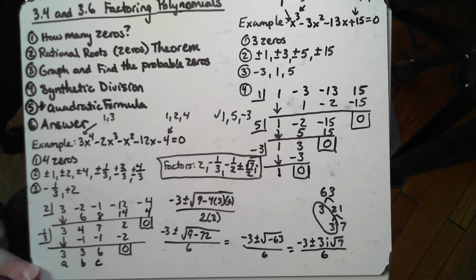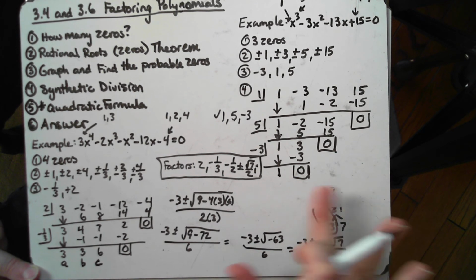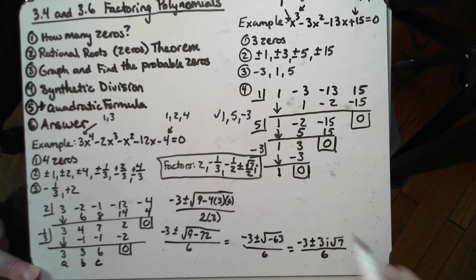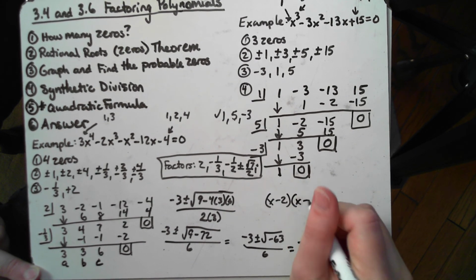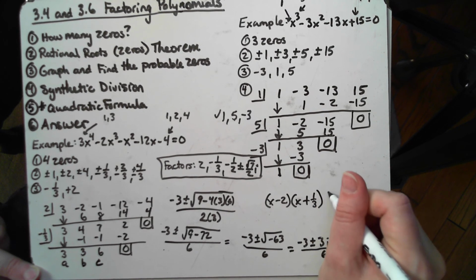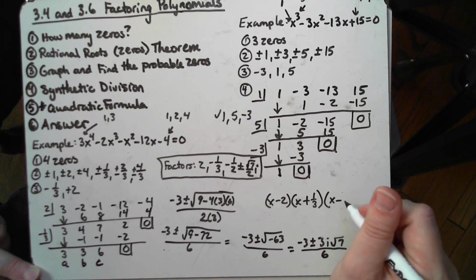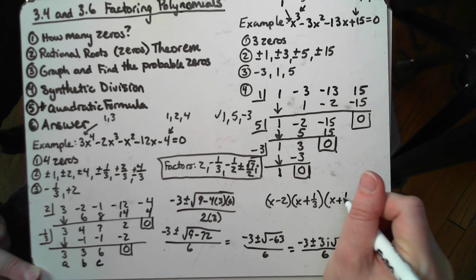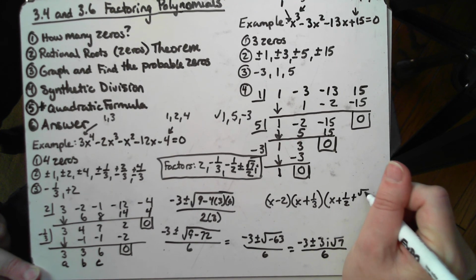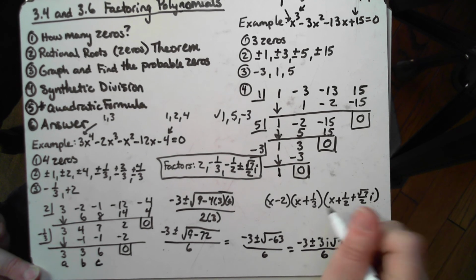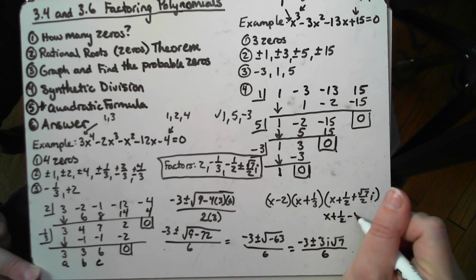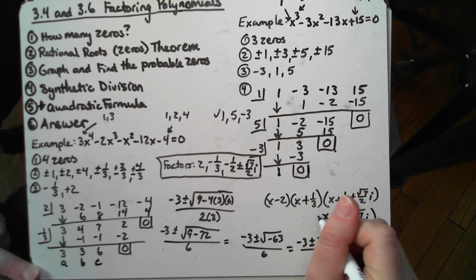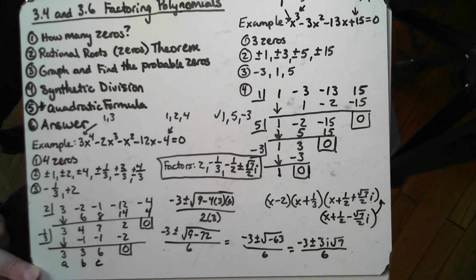Now, to write the factored form, I need to make a little room here. Let's just get rid of my factor tree. I would do x minus 2, x minus negative 1/3, x minus negative 1/2 plus square root 7 over 2 i, and x minus negative 1/2 minus the square root of 7 over 2 i. Okay, so this should be up there. I ran out of room. But that would be the factored form of this thing.